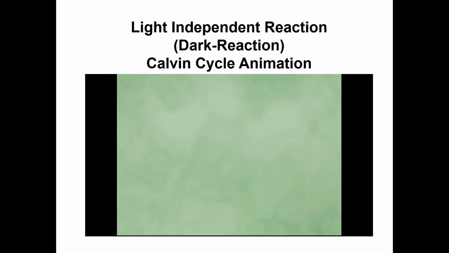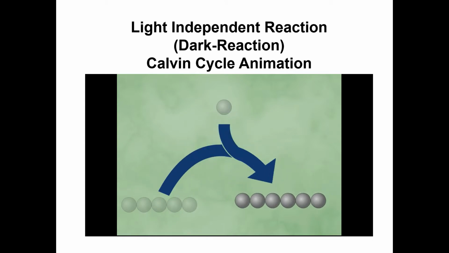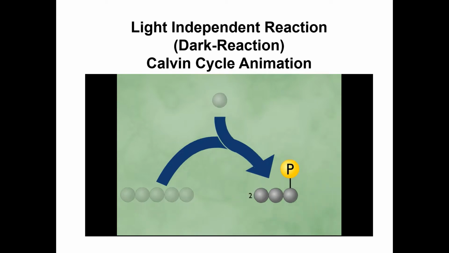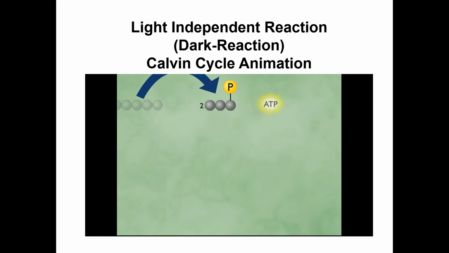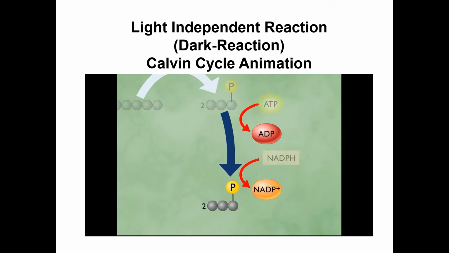During the Calvin cycle, carbon dioxide, CO2, is added to a 5-carbon molecule called RuBP. The resulting 6-carbon molecule is unstable and quickly splits into 2 3-carbon molecules called 3-phosphoglycerate. Using energy from ATP and reducing power from NADPH, which are products of the light reactions, the pair of 3-phosphoglycerates move through a series of reactions and are converted into 2 molecules of glyceraldehyde 3-phosphate.